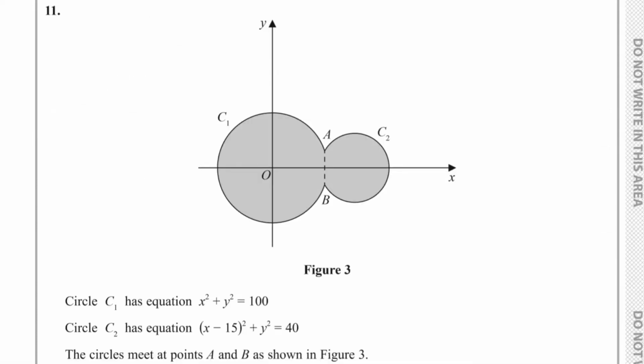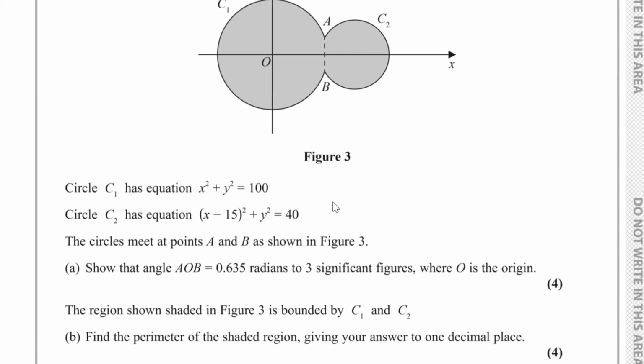Question number 11. Circle C1 has equation x squared plus y squared equals 100, and circle C2 has equation x minus 15 all squared plus y squared equals 40. They meet at the points A and B as shown in figure 3, and we have to show that the angle AOB is equal to 0.365 radians to 3 significant figures, where O is the origin.